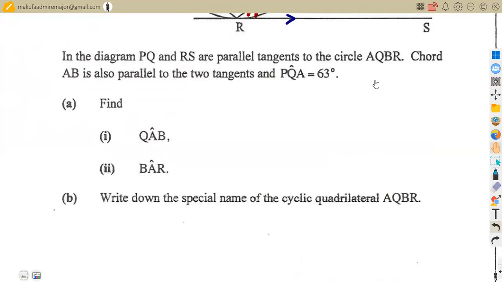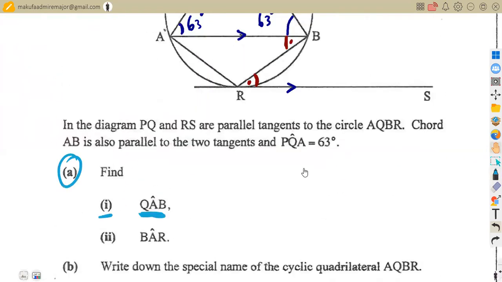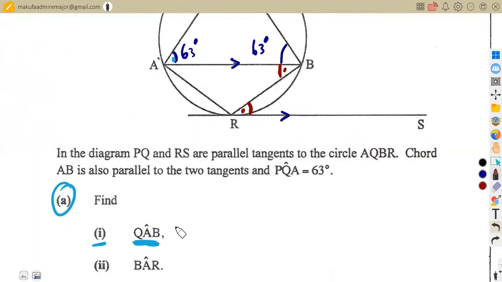So let us check our questions. What is it that we are asked here? A, find QAB. All right, the first angle there was QAB, from Q to A to B. Already we found this one from the parallel lines concept. We said these are giving us a Z, or we are obtaining alternate angles. So this was going to be 63 degrees. Then the other angle is BAR, from B to A to R. This angle here, this angle here.